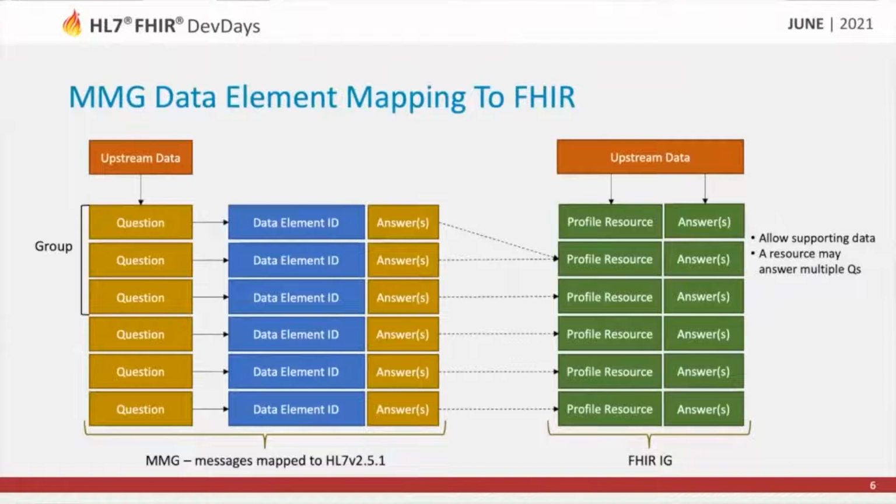Thank you, Tia. Data element mapping is a key part of transitioning processes. MMG maps a list of questions to HL7 version 2.5.1 data structure. Each question is assigned with a V2 segment and data element identifier. And for each data element, answers are associated in an appropriate data type.